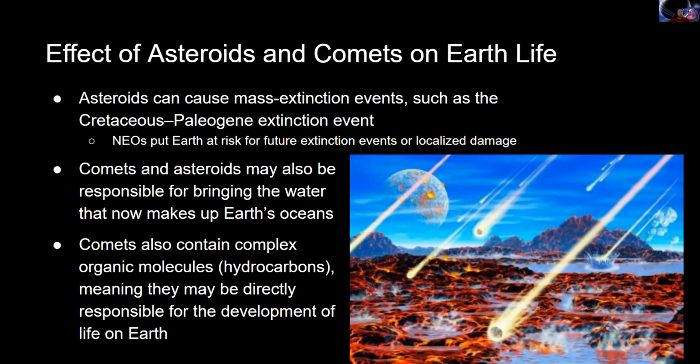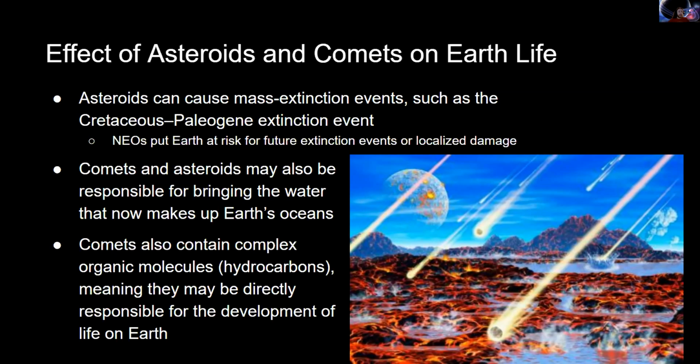I think one of the more interesting effects asteroids and comets have on Earth, or had on Earth in the early solar system, was that they're theorized to have brought a lot of the water to Earth that now makes up our oceans. So it was originally thought that comets brought a lot of this water because we knew comets were icy. So we thought that when comets hit the Earth, they would bring all that icy water from the surface. But we now actually think that asteroids brought most of the water, not comets.